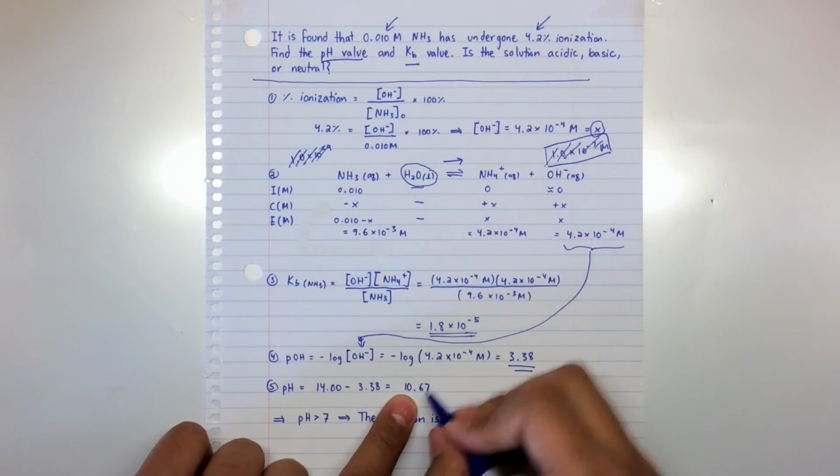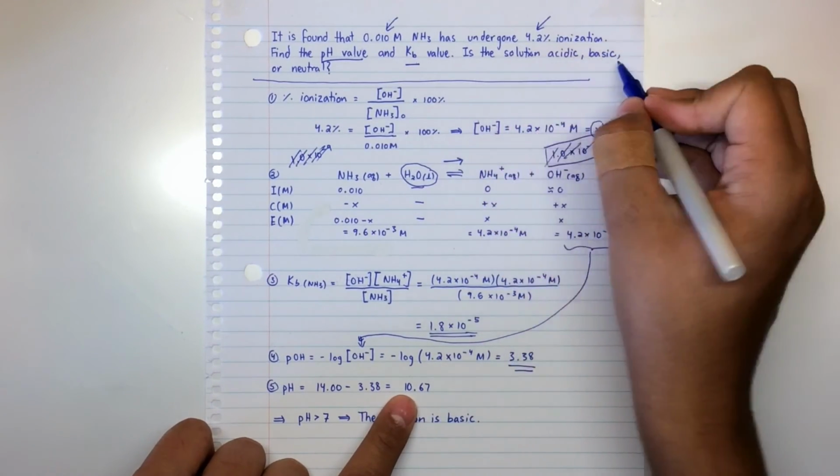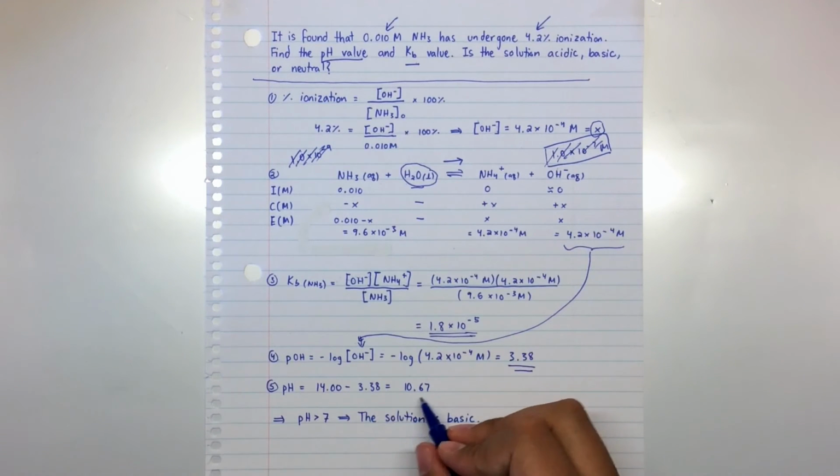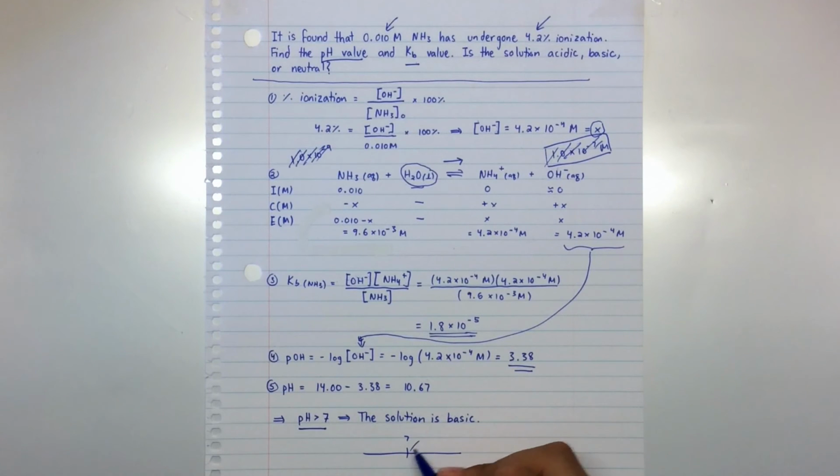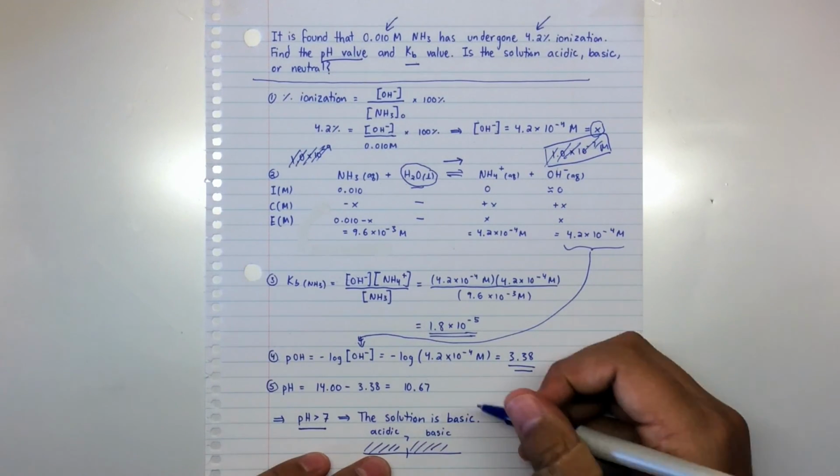And then we have to evaluate if the solution is acidic, basic, or neutral. We know that the pH is higher than 7, and whenever the pH is higher than 7, this is basic. And whenever it's below, it's acidic. Therefore, we can conclude that the solution is basic.